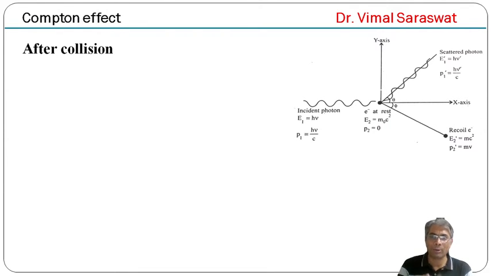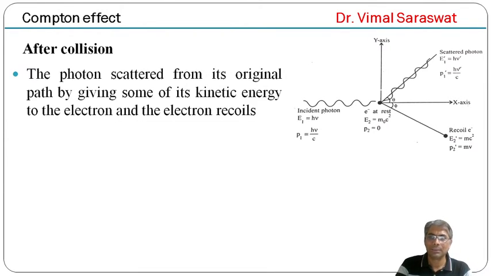Now, if we think about after collision, the photon is scattered from its original path by giving some of its kinetic energy to the electron and the electron recoils. Now, after collision, the photon is scattered in this direction. It is making an angle theta with the initial direction of the photon, that is with the x-axis, and the electron recoils in this direction. It makes an angle phi with the initial direction of the photon.